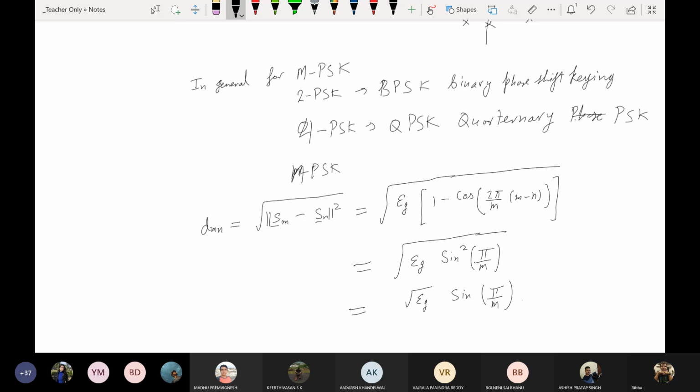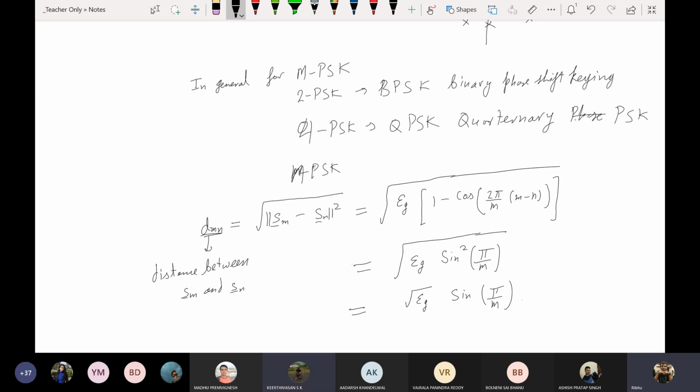Fine. So what is DMN exactly? Okay, so distance between SM and SN. That I thought was clear by the expression. So SM is what we were representing. Yes, SM is one symbol completely, or distance between 2 points in the constellation.